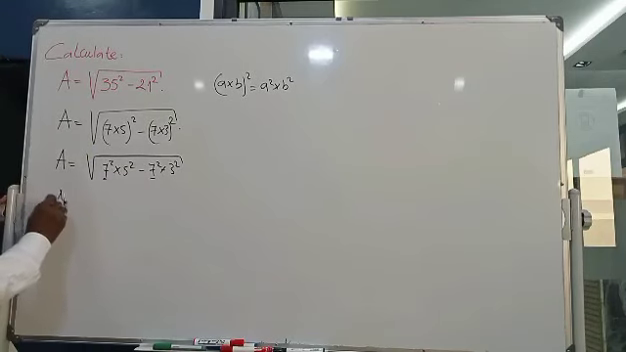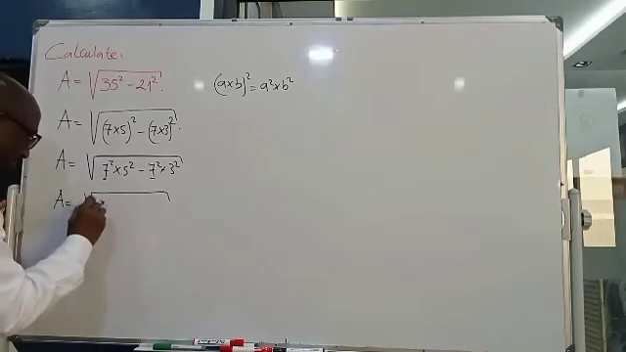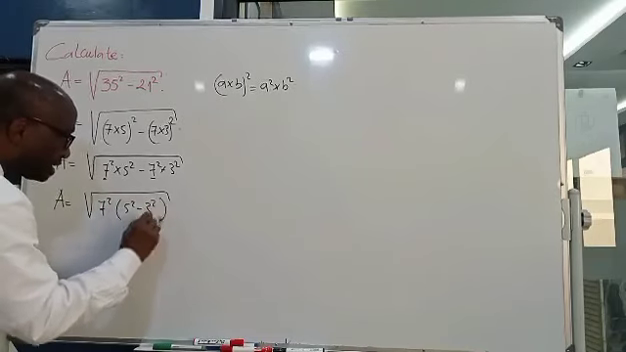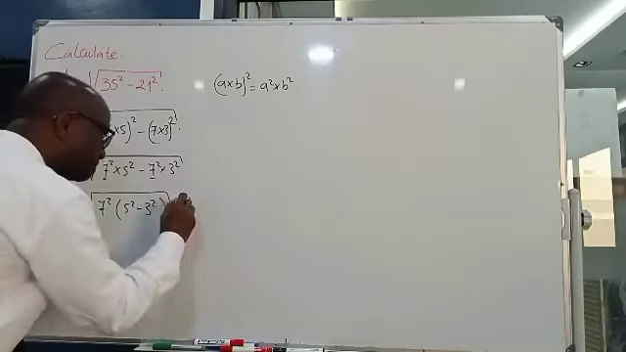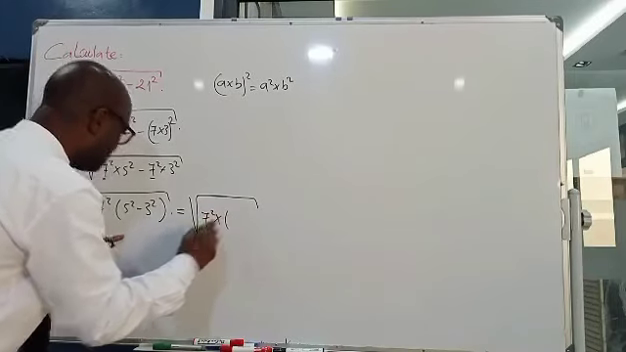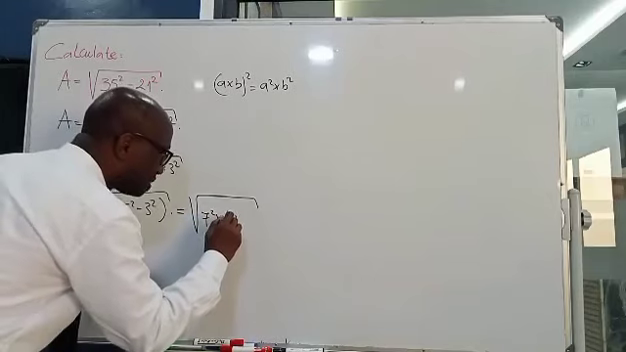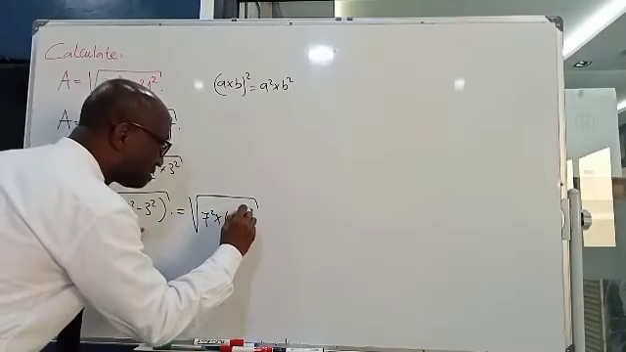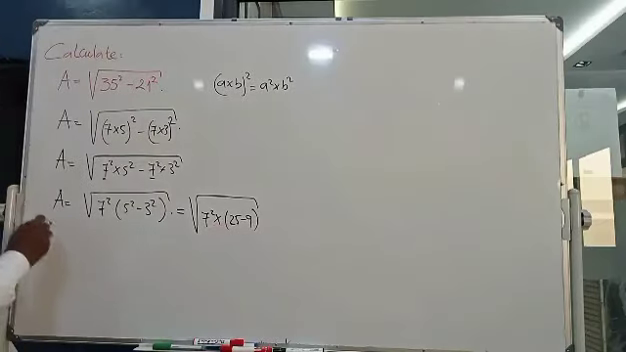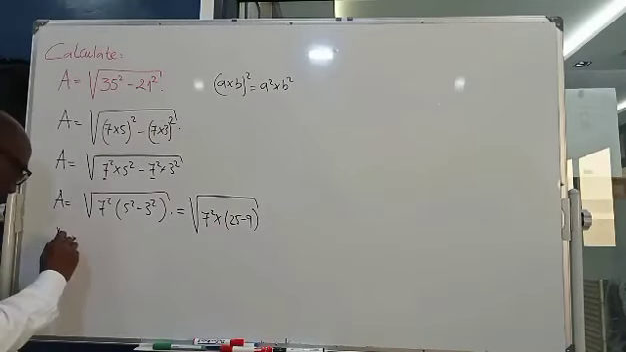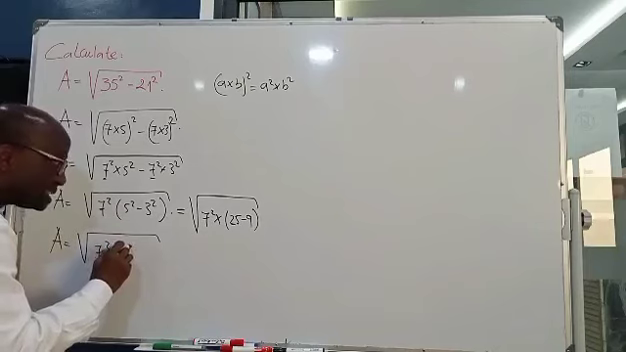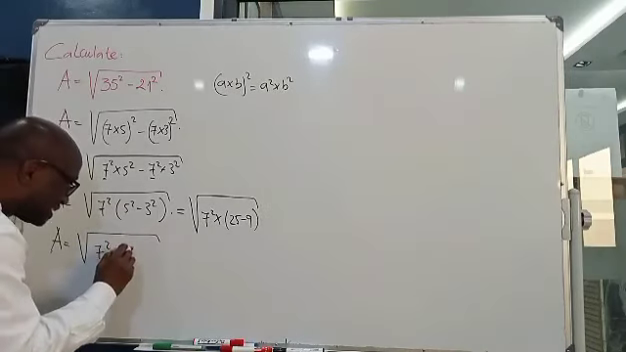So I have A, that will be square root of 7 squared times 5 squared minus 3 squared. Okay? And then that will be equal to 7 squared times 5 squared, that is 25, minus 9. Okay? Because 3 times 3, or 3 squared, that is 9. So I will have A, that will be equal to square root of 7 squared times 25 minus 9 is 16.